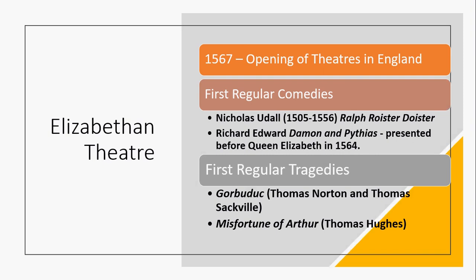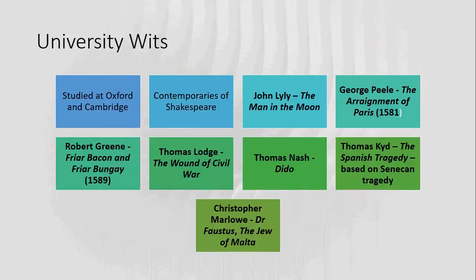Then we also have some tragedies being performed in the Elizabethan theatre. The early tragedies are Gorboduc. This was jointly written by Thomas Norton and Thomas Sackville. And we have Thomas Hughes's Misfortunes of Arthur. These are examples of early tragedies in the Elizabethan theatre.